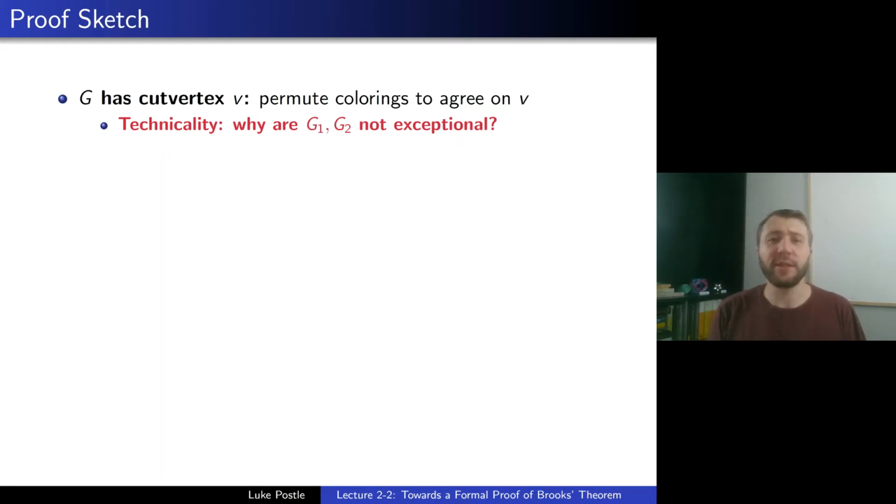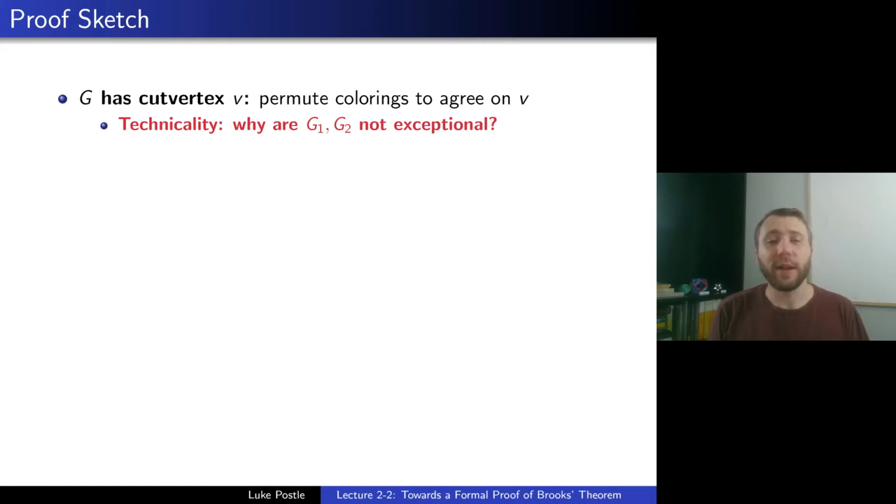The first reduction was: if G had a cut vertex v, it separates the graph into two smaller graphs, G1 and G2. We permuted the colorings on G1 and G2 that we get by minimality to agree on v to get a contradiction. But there was a technicality here that I left as an exercise for this lecture: why are G1 and G2 not exceptional, namely a complete graph or an odd cycle? We'll get to that answer when we do the formal written proof of that part.